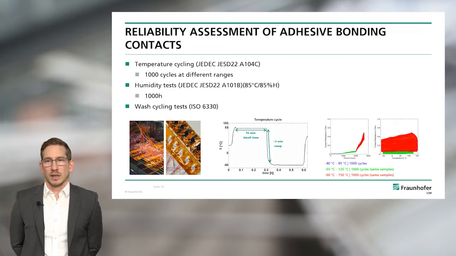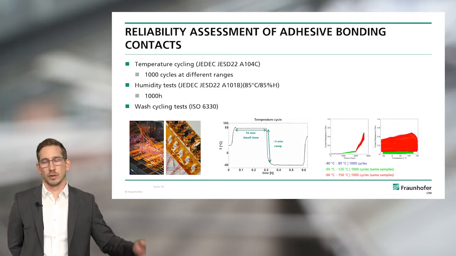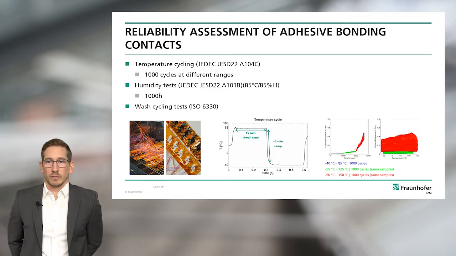And then we started temperature cycling with plus 84 degrees C going down to minus 40 degrees C in very short and harsh cycles. During that test, a lot of thermomechanical tensions are introduced into the samples, and that can also act on the contact itself.